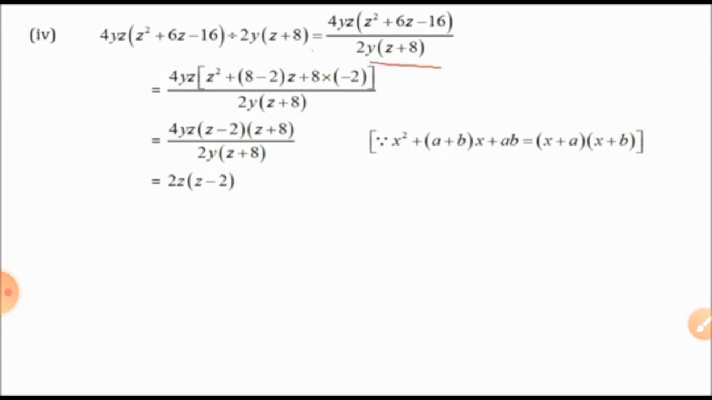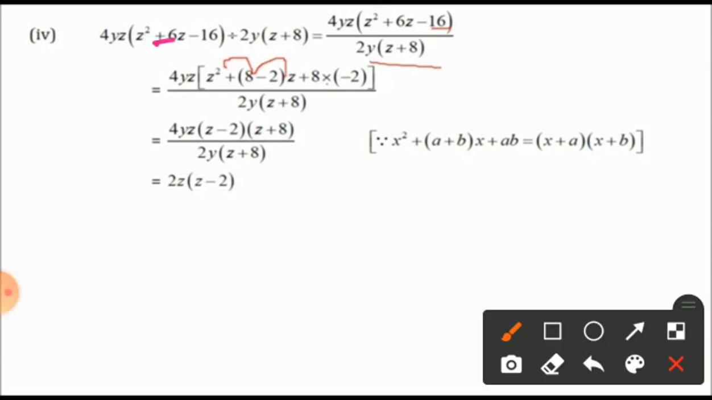4yz into z square plus 6z minus 16, divided by 2yz plus 8. My dear student, once again I want to explain here. 16 means 4 times 4 is 16. Okay, 4 plus 4 is 8, it will not work. 8 times 2 is 16. Yes, 2 taken from 8 will give you 6. So our answer is 8 and 2. 8 plus 2 is 10, so if we do 8 minus 2, how much will we get? 6. Why? Because I want to get 6 here. So 8 minus 2 if I do, then automatically I will get 6, and I will multiply 8 into 2 is 16. Is it?